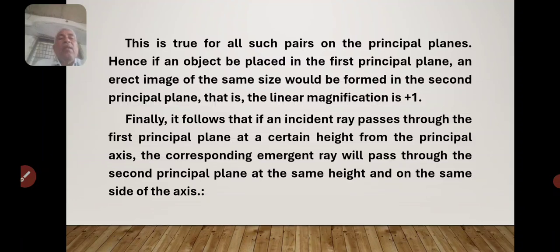Finally, it follows that if an incident ray passes through the first principal plane at a certain height from the principal axis, the corresponding emergent ray will pass through the second principal plane at the same height and on the same side of the axis.